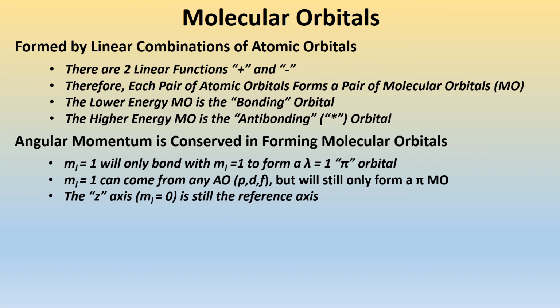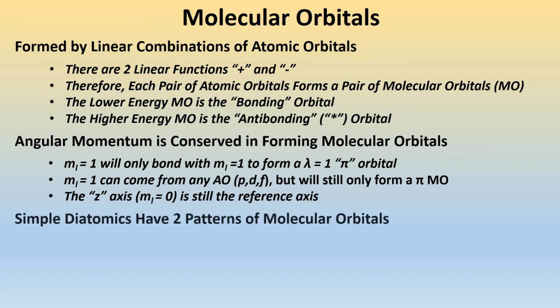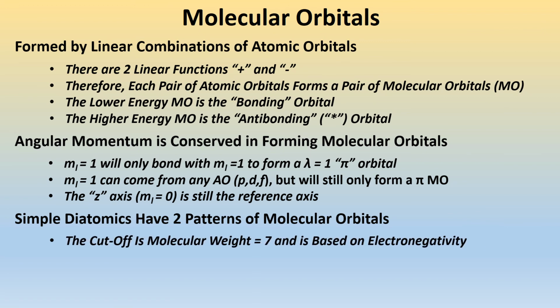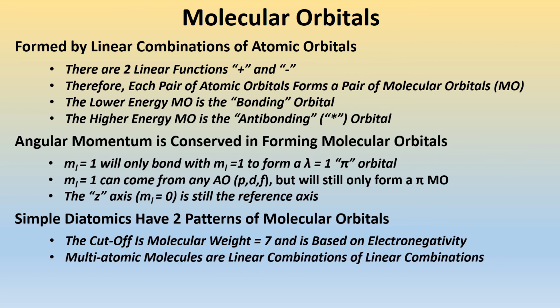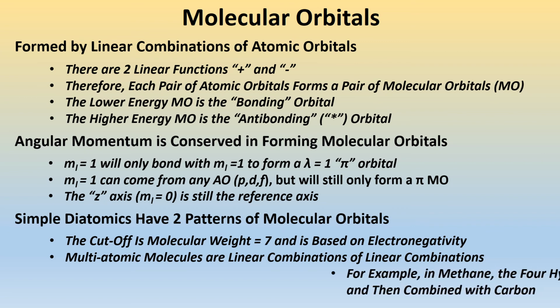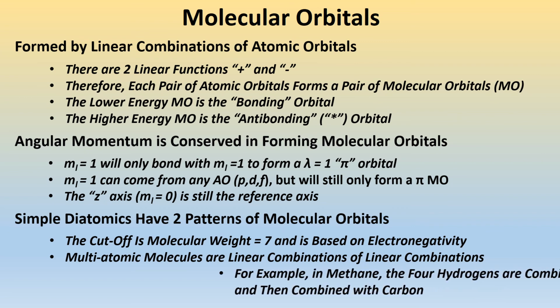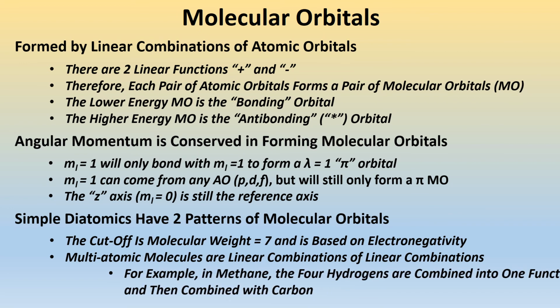Even simple diatomic molecules are complicated. They have two different patterns of molecular orbitals. The cutoff for these patterns is a molecular weight of 7 and is based upon the electronegativity of the elements. Multi-atomic molecules are linear combinations of linear combinations. Therefore, for example, in methane with 4 hydrogens and 1 carbon, the 4 hydrogens are first combined into one function, and then that function is combined with the carbon.